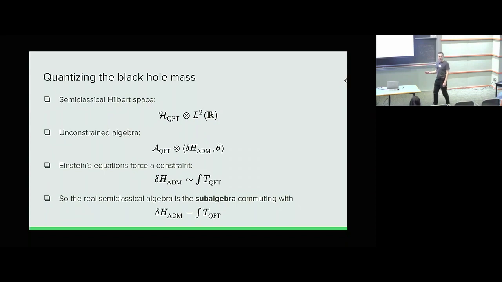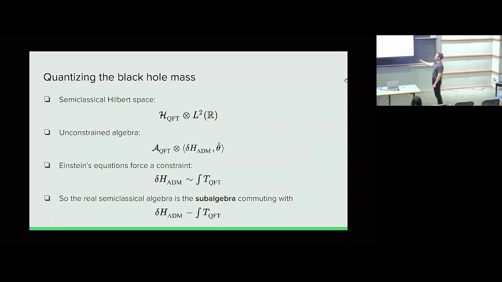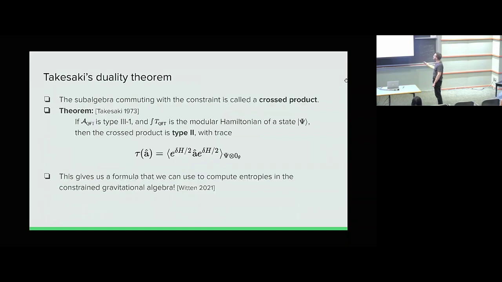So the right thing to do if you want to study this theory is to restrict to the subalgebra commuting with this particular combination of these operators. Okay. When you do this, and this is, I think, the really amazing observation that Witten made in 2021, is that you can go to this operator algebras literature, this very fancy stuff, and you can look up what's called Takesaki's duality theorem. Now, Takesaki defined exactly this subalgebra. He wasn't talking about QFT, but he was talking about the same mathematical structure. He defined exactly this subalgebra, this stuff commuting with a constraint, and he called it a cross product. And he proved something very interesting about this cross product.